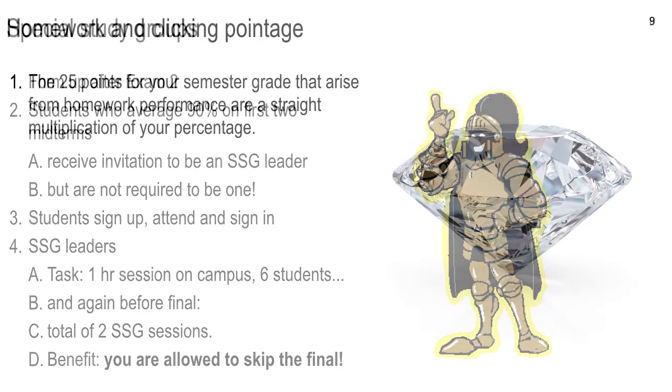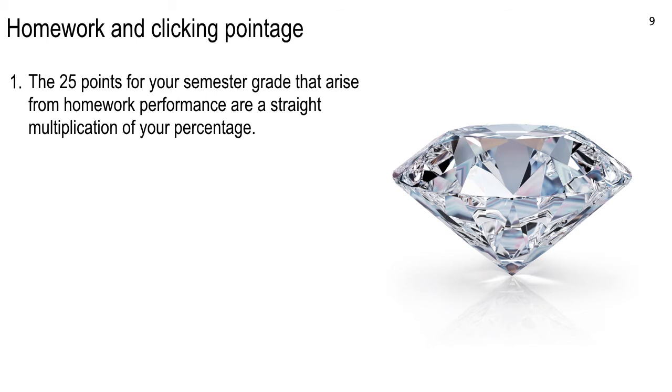All right, let's talk about homework and clicking percentage, or clicking pointage. Now, everybody gets 25 points on your semester grade for clicking, and 25 points on your semester grade for homework. But we're going to have way more than 25 clicking questions this semester, and way more than 25 homework questions. So how do we do that? Well, the homework pointage just comes straight as a percentage out of how well you do on the homework.